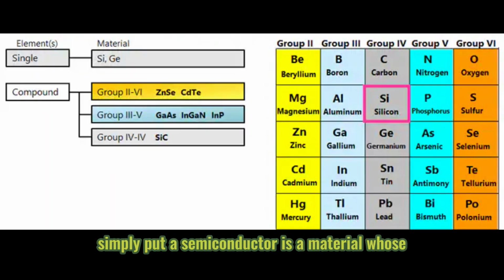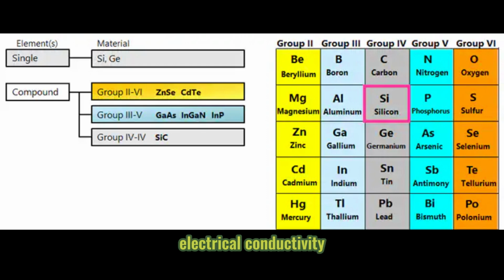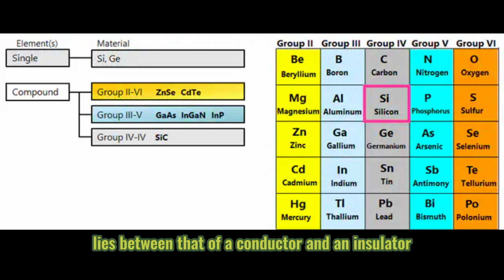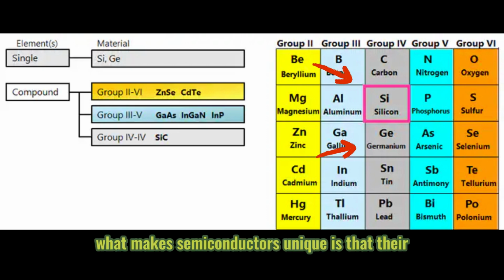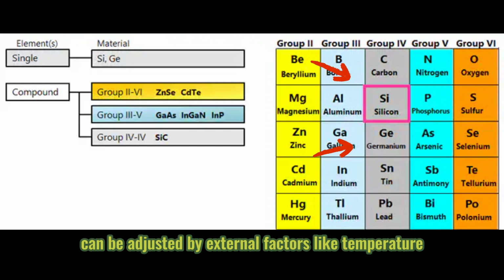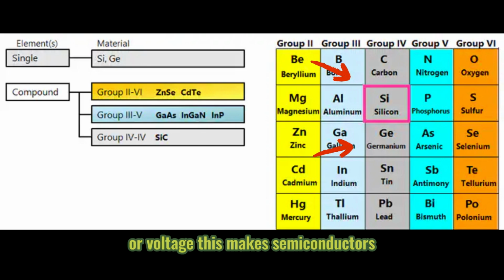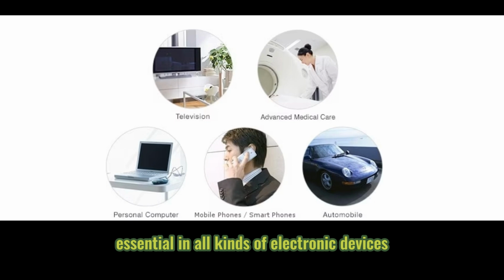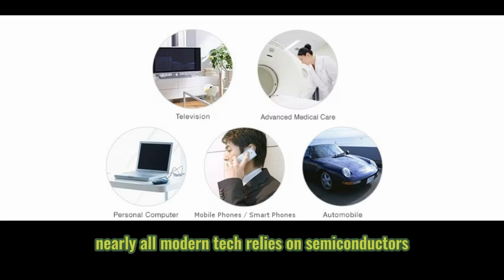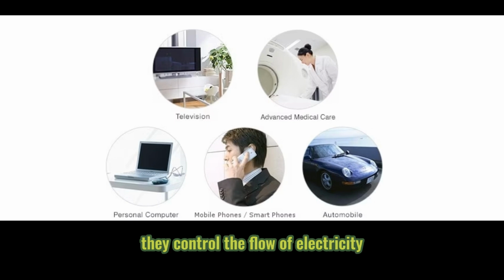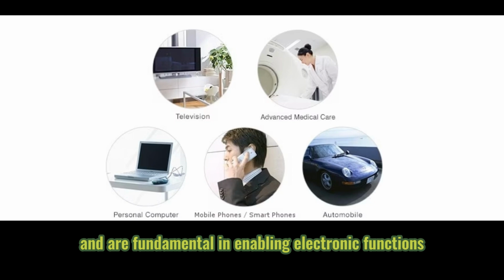Simply put, a semiconductor is a material whose electrical conductivity lies between that of a conductor and an insulator. Common semiconductor materials include silicon (Si) and germanium (Ge). What makes semiconductors unique is that their conductivity can be adjusted by external factors like temperature or voltage. This makes semiconductors essential in all kinds of electronic devices. From computer chips to smartphones, nearly all modern tech relies on semiconductors. They control the flow of electricity and are fundamental in enabling electronic functions.